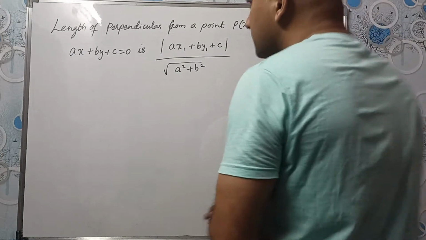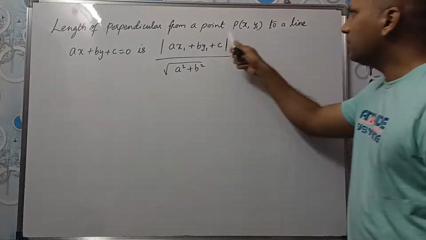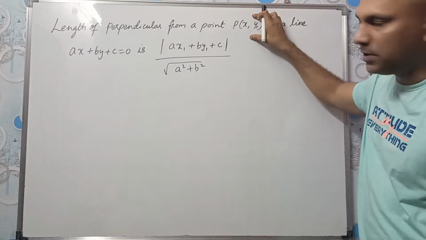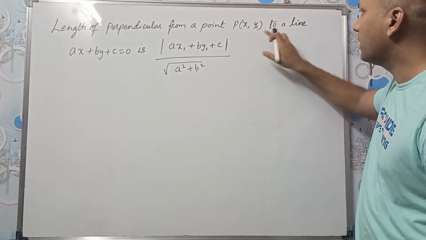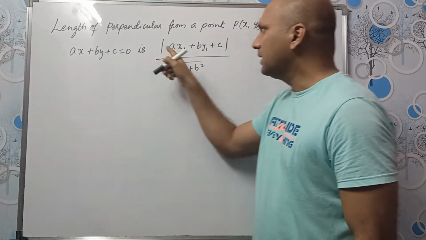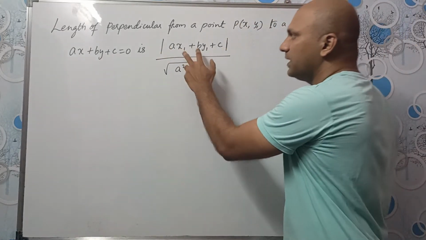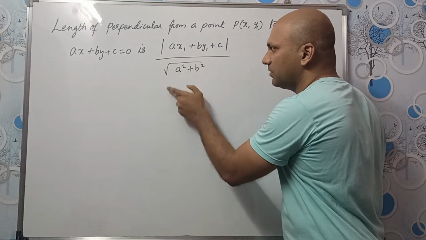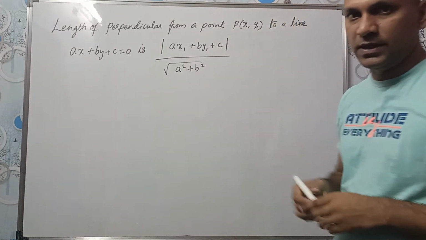First, the length of the perpendicular from a point (x1, y1) to a line ax plus by plus c equal to 0 is modulus of ax1 plus by1 plus c divided by root of a square plus b square. We will derive this formula now.